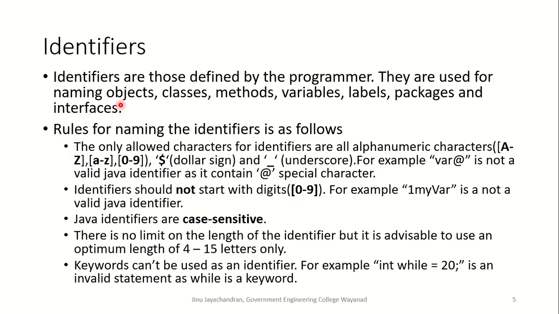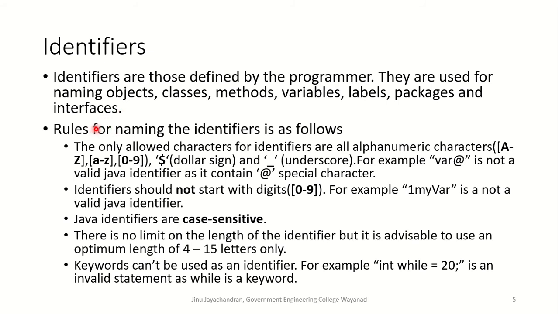So now coming to identifiers. Identifiers are those defined by the programmer. They are mainly used for naming objects, classes, methods, variables, labels, packages, and interfaces. So when you name a class my class, that my class is called an identifier. Or else if you name a variable with a data type, for example double my variable, that my variable is actually an identifier. So something that you define for your convenience to use in a program is an identifier.